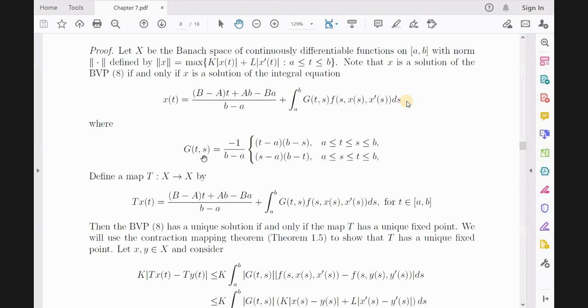where G is Green's function. G(t, s) is minus 1 over b minus a into (t minus a) into (b minus s), for a less or equal to t less or equal to s less or equal to b. Also G(t, s) is minus 1 over b minus a into (s minus a) into (b minus t), for a less or equal to s less or equal to t less or equal to b.